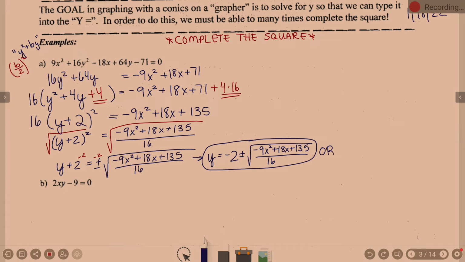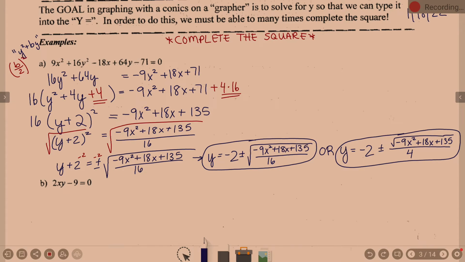What's another option? What's the obvious here? What do you notice about that denominator of 16? It has a square root, yes? And so another way to put this is to still say y equals negative 2 plus or minus, but you could take the square root of 16 to be 4 in the denominator, and then you only have the square root in the numerator. So the square root of negative 9x squared plus 18x plus 135. That's what you'll probably see me write more often.